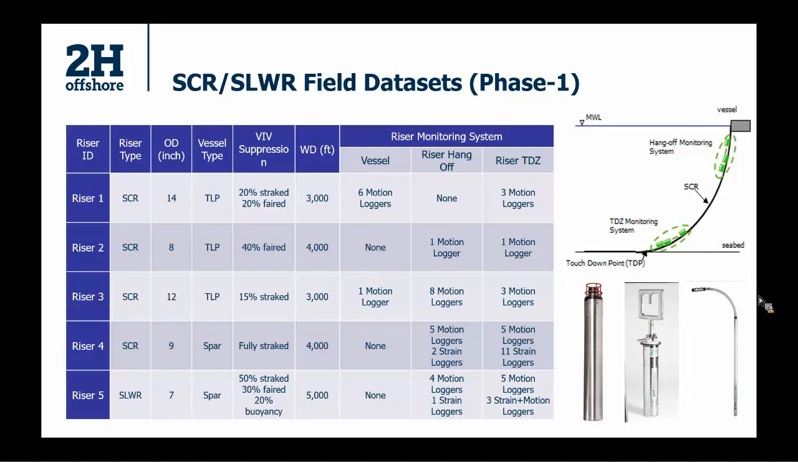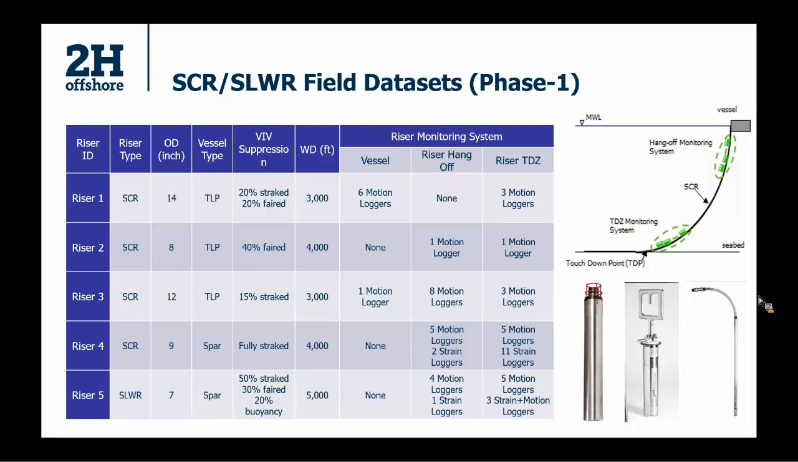There are varied levels of VIV suppression on these risers, and you can see the top 3 are partially suppressed for VIV, and riser 4 and riser 5 are almost nearly fully suppressed for VIV, except for the lazy wave where the buoyancy part is not suppressed. That's kind of important because this leads to increased damping. They are in water depths ranging from 3,000 feet to 5,000 feet. These are approximate.